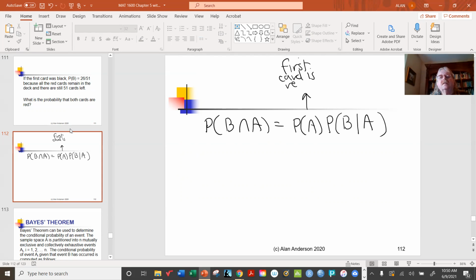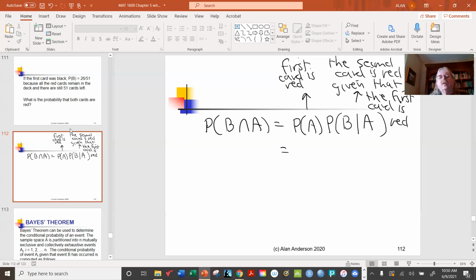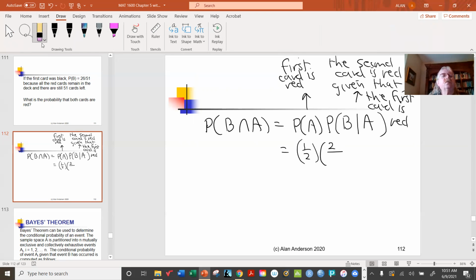The first card is red. The second card is red, given that the first card is red. Okay, and so therefore we'll have 1/2. When the first card is chosen, 26 out of 52 are red. This is the one where we have 26 left. 25, because one is missing out of 51. 25 out of 102, which is approximately equal to 25 over 102, or 0.245.